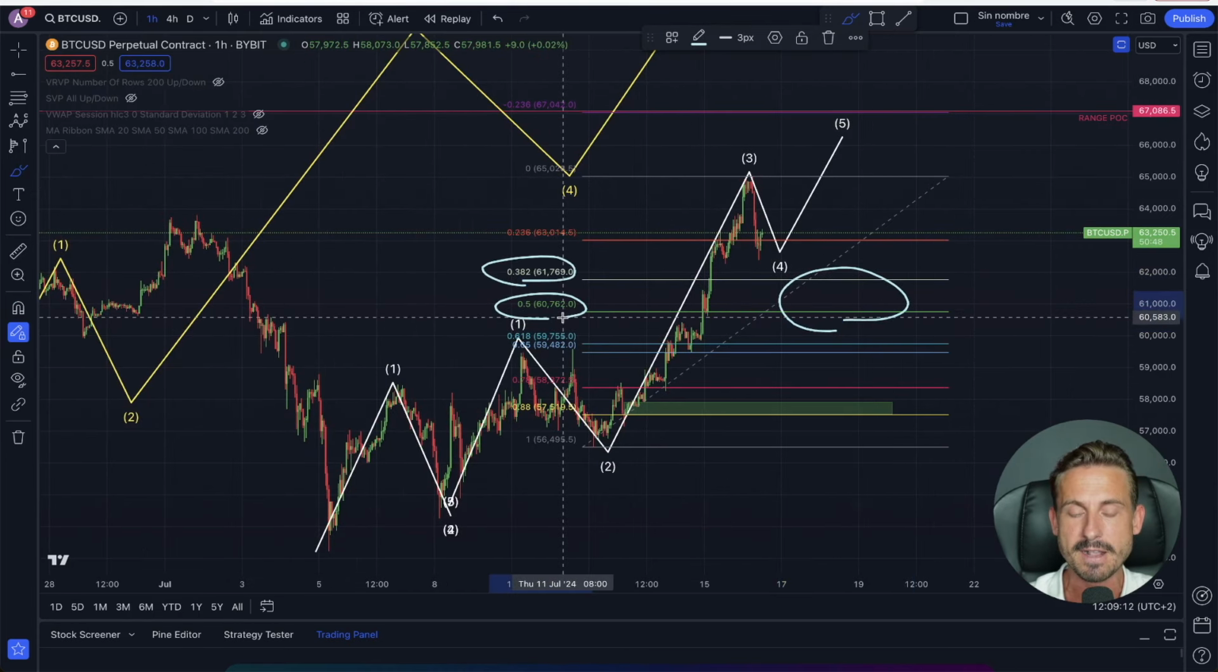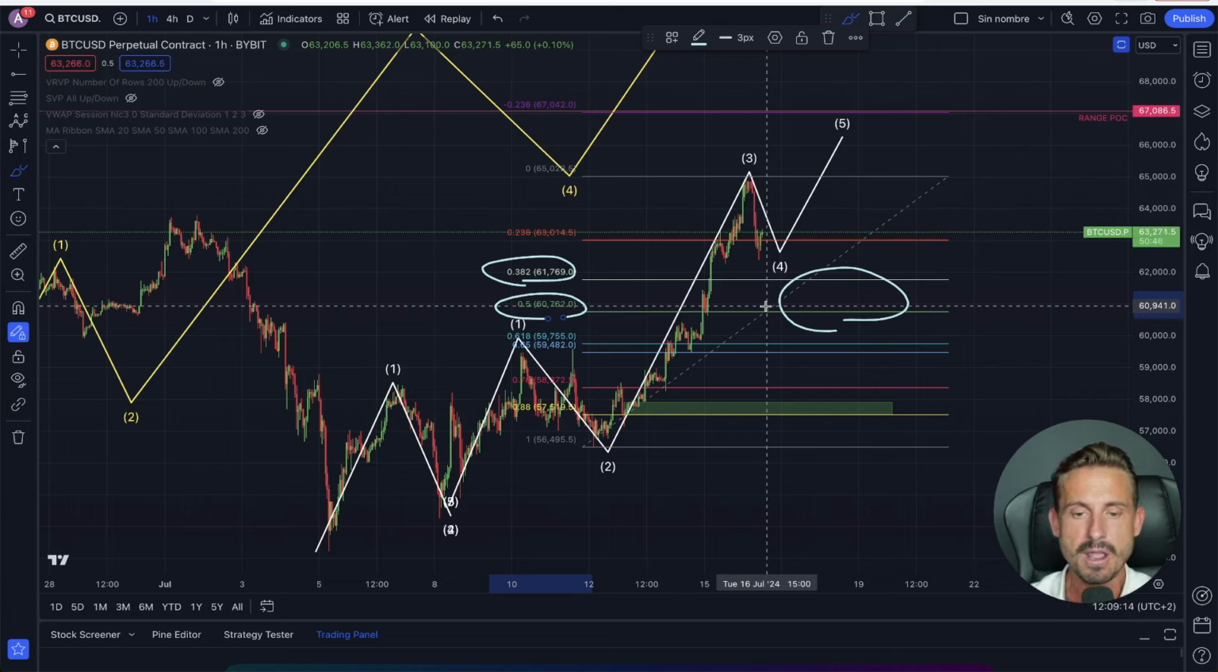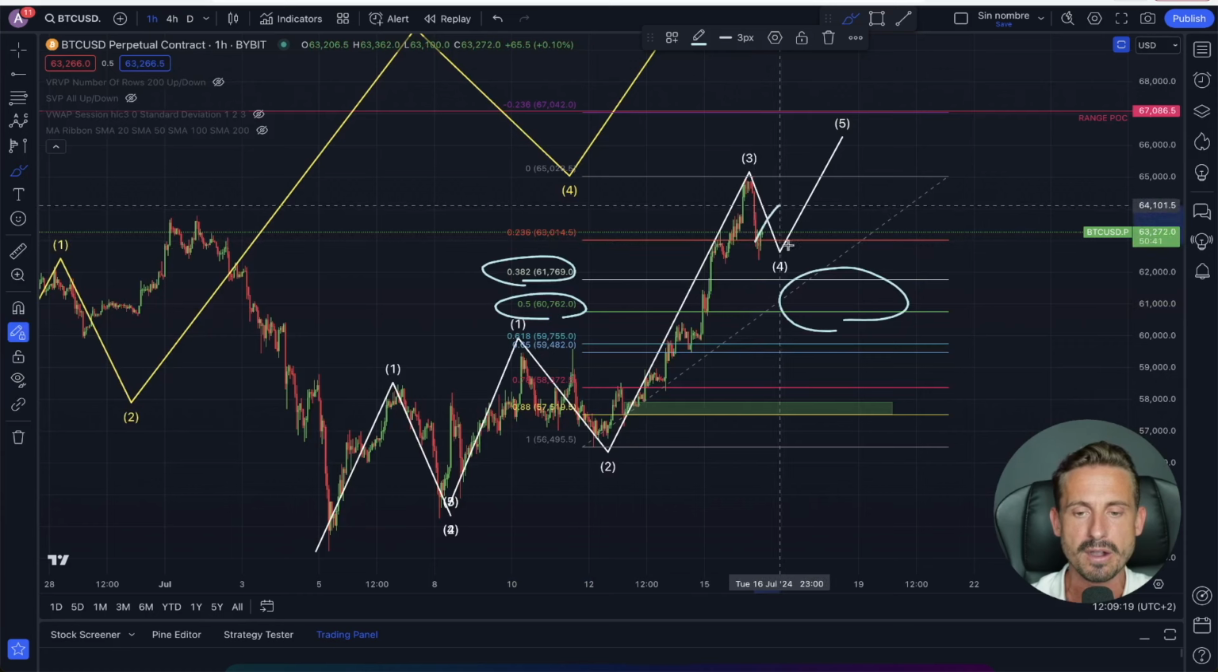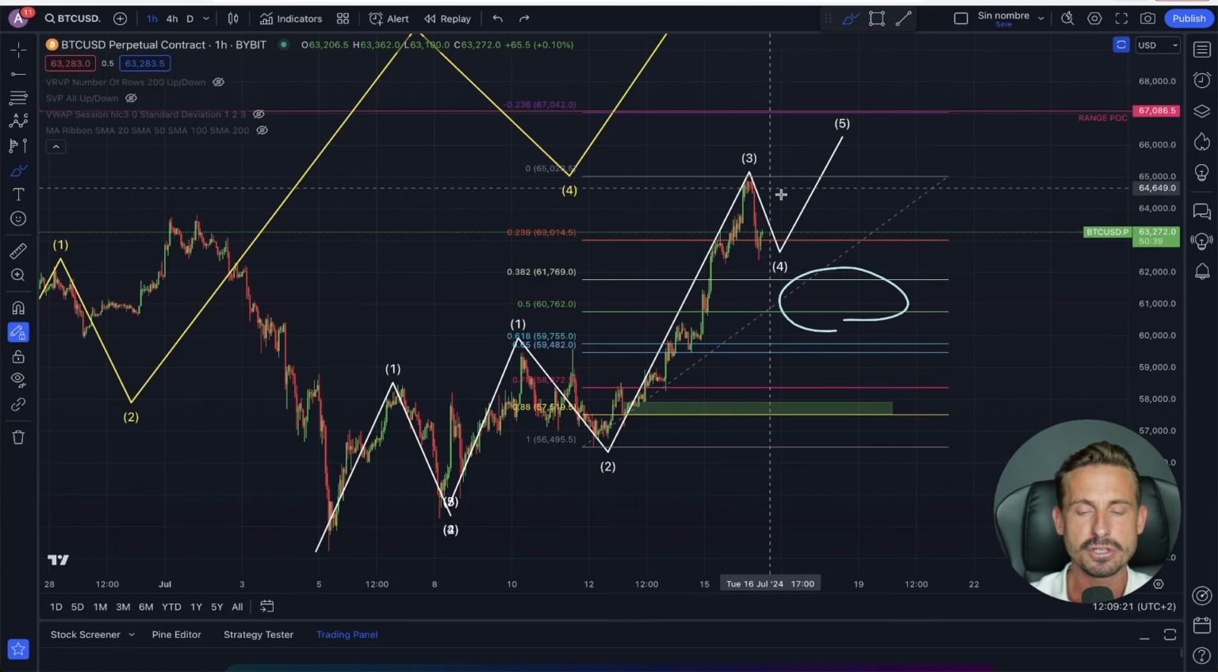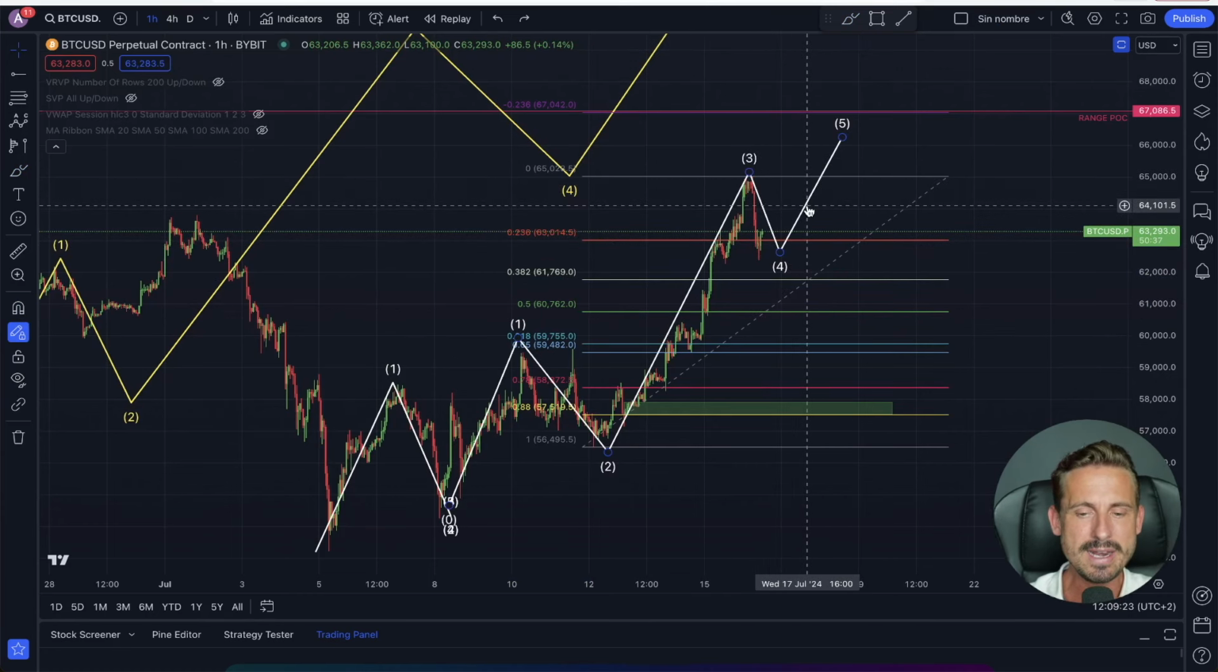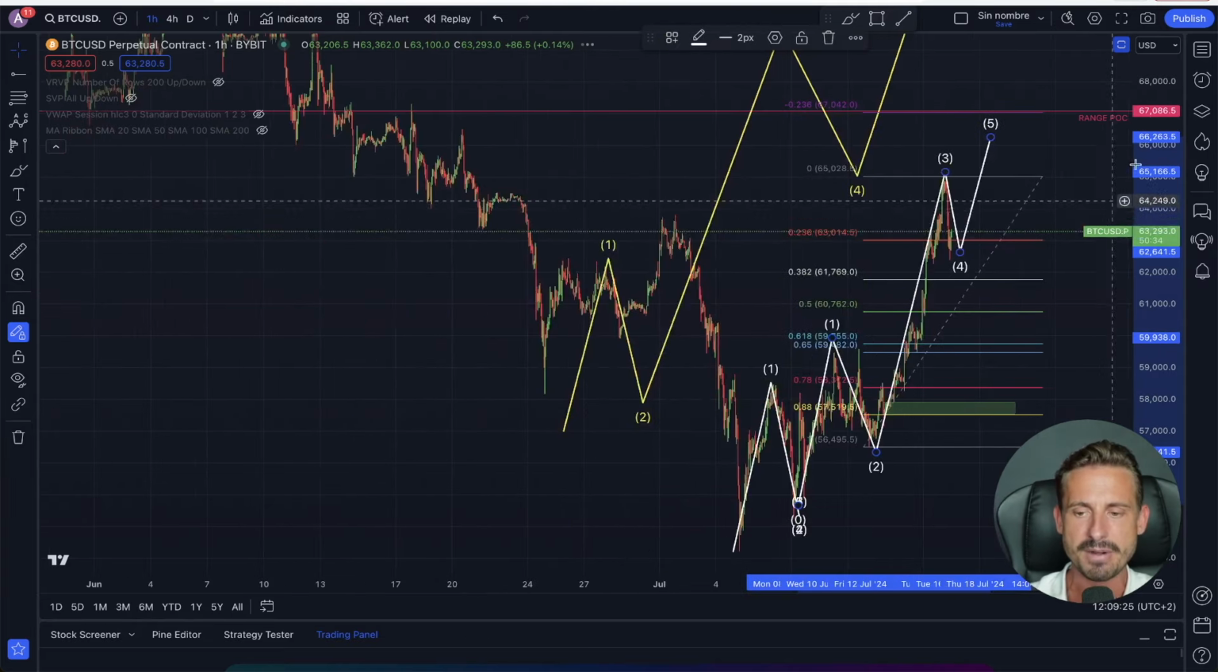The 0.382 to 50% Fibonacci should be the zone where the price should be bottoming out between today and tomorrow if we are going to follow this corrective structure. There is really no big major bearish counts.